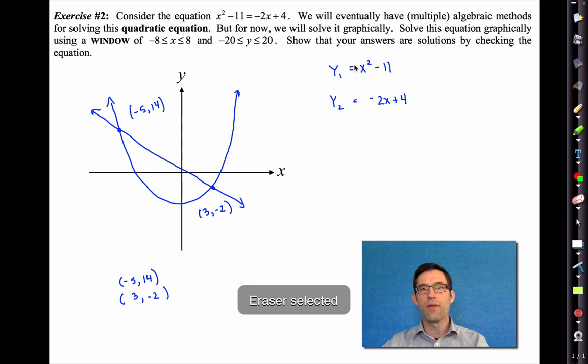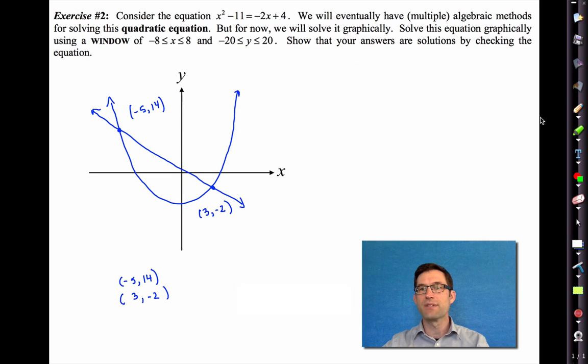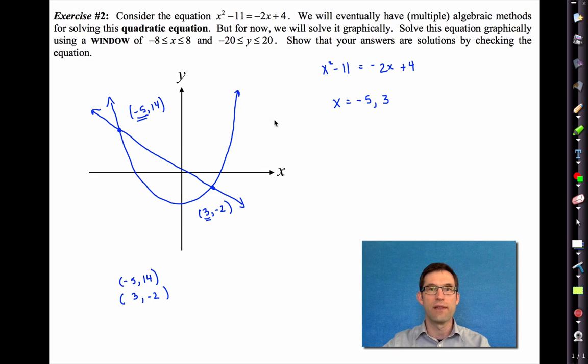Now I'm gonna get rid of this because I really want to emphasize that there are now 2 solutions to this equation. All right, an equation that currently we don't know how to solve algebraically. But the 2 solutions are negative 5 and positive 3, the x-coordinates only. Now, it's relatively easy to check. Let's check with the 3, and then we'll leave the negative 5.